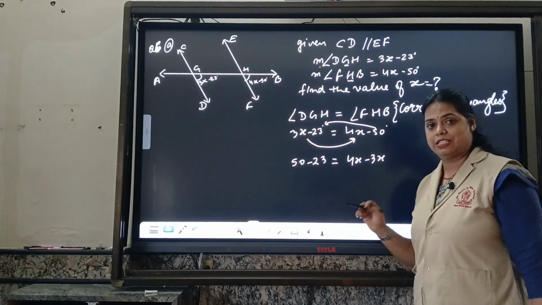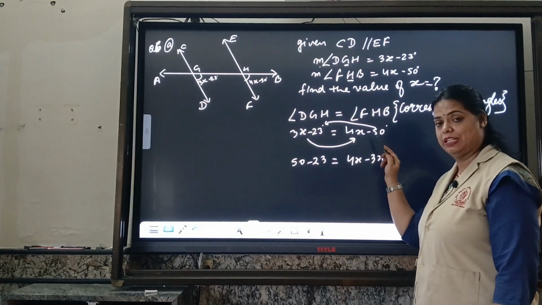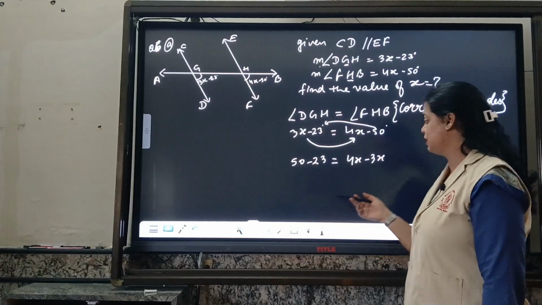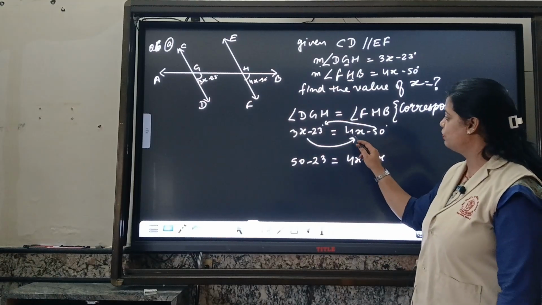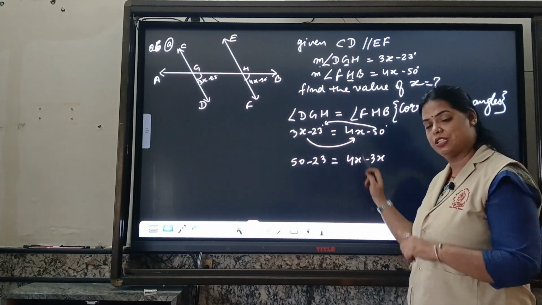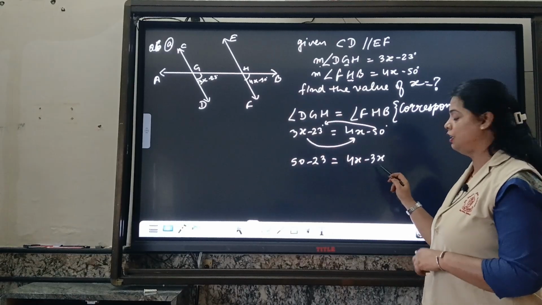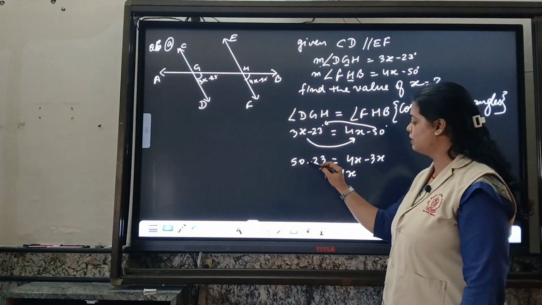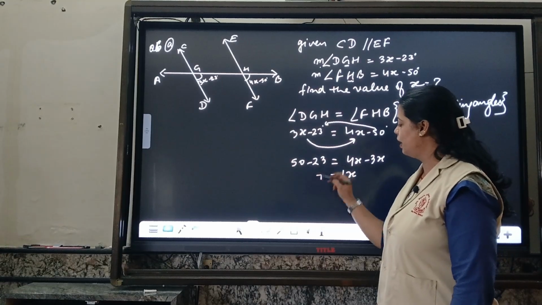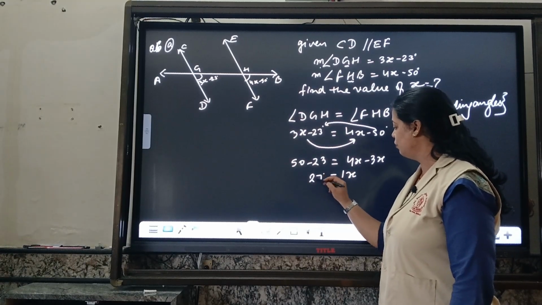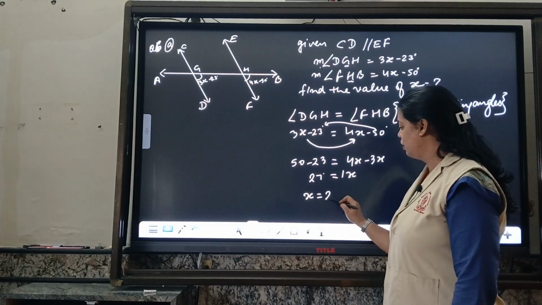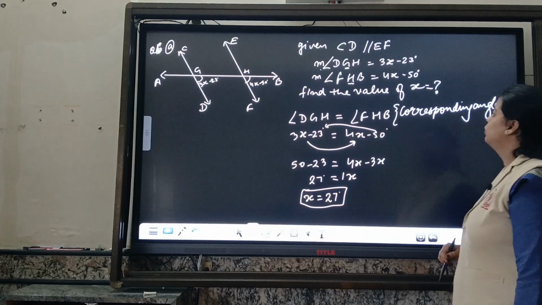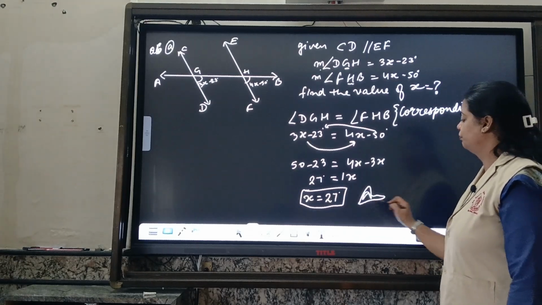Which number is changing its sign? 50, which was earlier with the minus sign, now has a positive sign. In the beginning we never show the plus sign, and 4x was positive and 3x was also positive, but after changing sides 3x is converted into a negative number. So the answer is 1x, and here what is the subtraction? 50 minus 23 is 27. So we can write x is equal to 27 degrees, and this was the missing value which we had to find out.